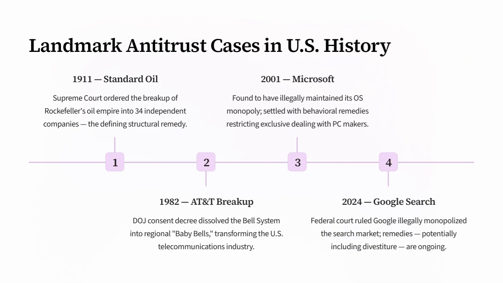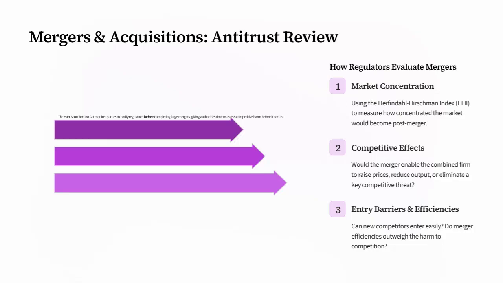The Hart-Scott-Rodino Act requires companies involved in large mergers to notify regulators before the transaction closes. This creates an opportunity to identify competitive concerns before they occur. Regulators typically focus on 3 questions. First, how concentrated will the market become? Often measured using the Herfindahl-Hirschman Index, or HHI. Second, could a combined company raise prices, reduce output, or eliminate an important competitive threat? Finally, regulators weigh entry barriers and efficiencies, whether new competitors can enter easily, and whether the merger's benefits outweigh potential harm to competition.